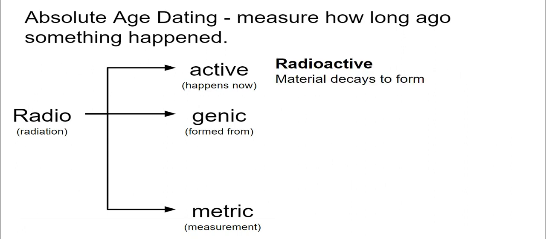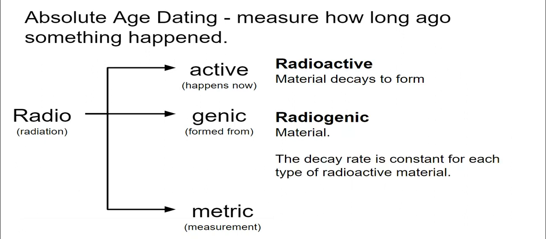For radioactive, that means that material decays. Decay means that it's going to turn into something else. It's going to decay to form radiogenic material. Now that's going to happen at a decay rate. The decay rate is constant for each type of radioactive material. So different radioactive materials will have different decay rates, but each material's rate is constant for that thing.